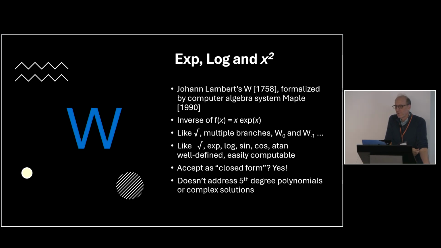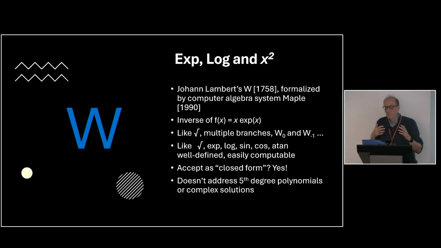So W is a function first defined by Lambert in 1758. Interestingly, it wasn't until 1990 that it was formalized and kind of defined and named in a concrete standard way, and that was by another computer algebra system. It's defined as the inverse of x e to the x. It can give you multiple answers, but so can square root. It won't give you more than square root can, so that's okay. Like square root and log and arctangent, it's well-defined and easily computable.